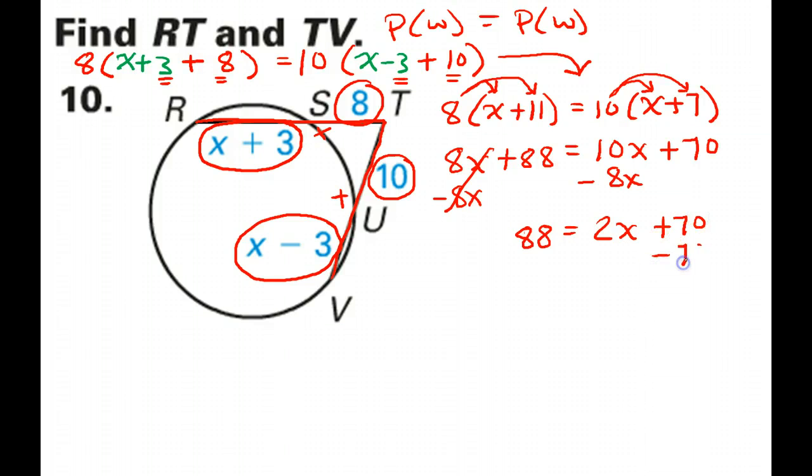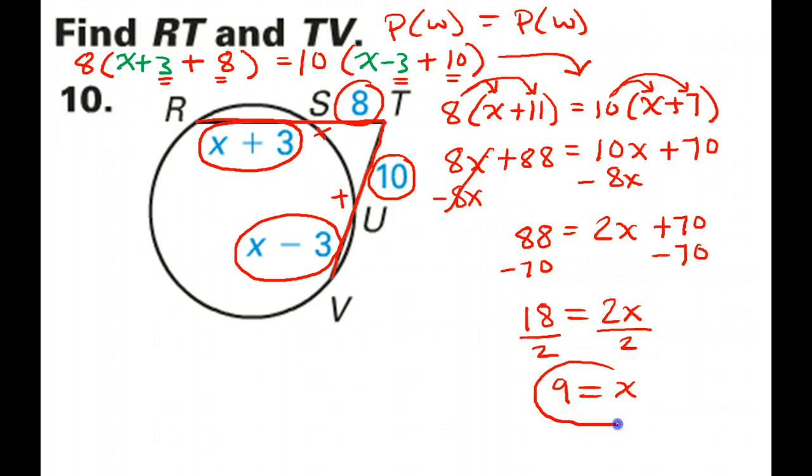And then when I subtract 70 from both sides, that's going to leave me with 2x equals 18. Then I have to divide by 2, and I get x equals 9. Now, is that my final answer? No, it's not my final answer. I need to take this and substitute it back in to find RT and TV.